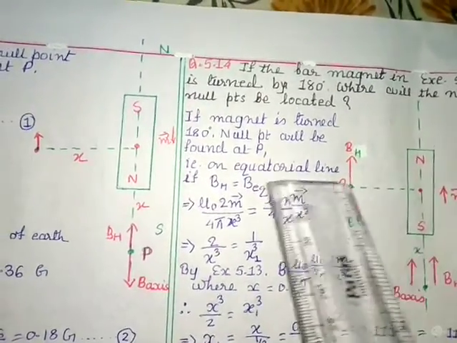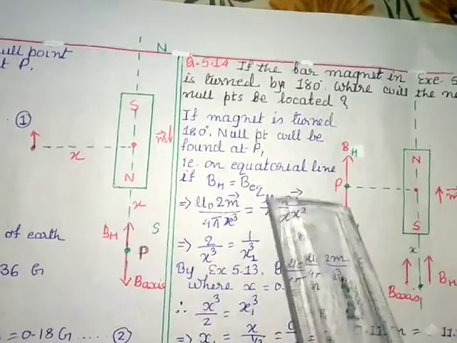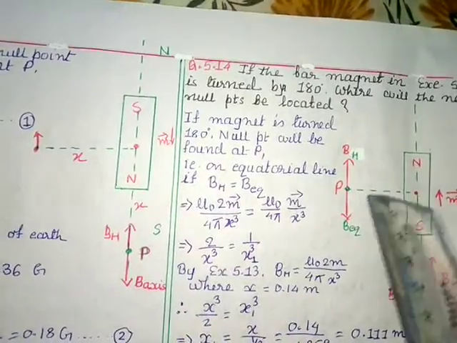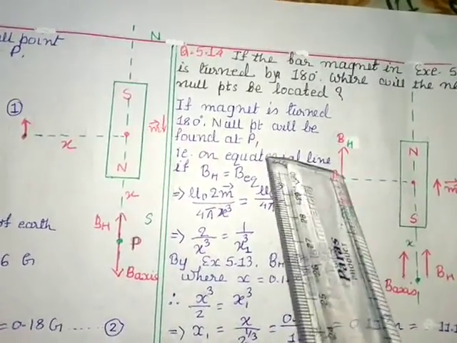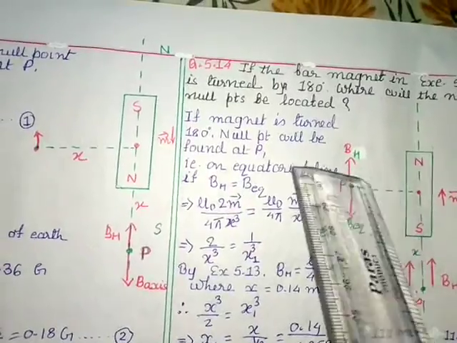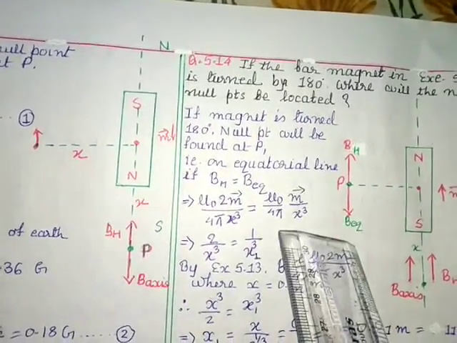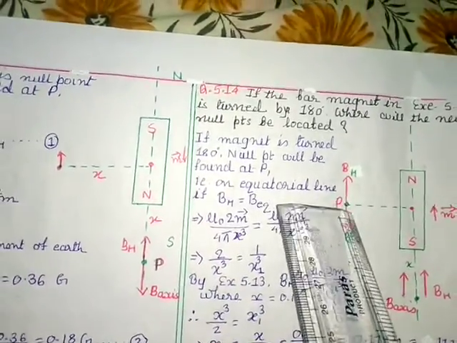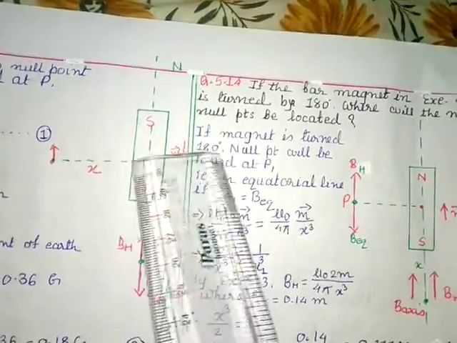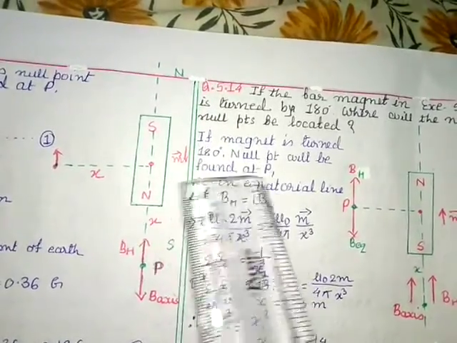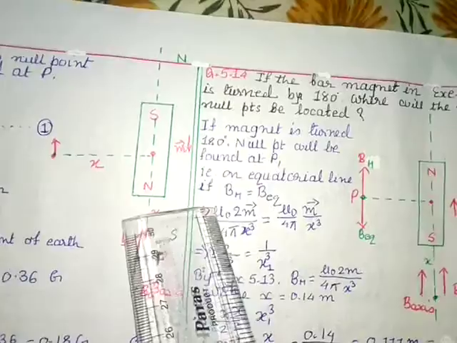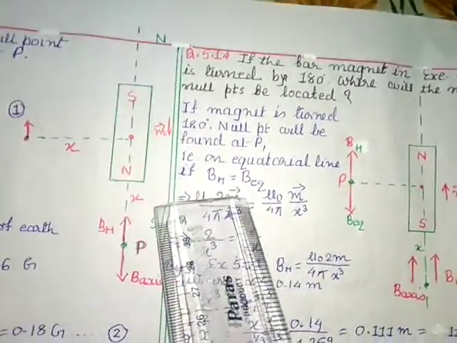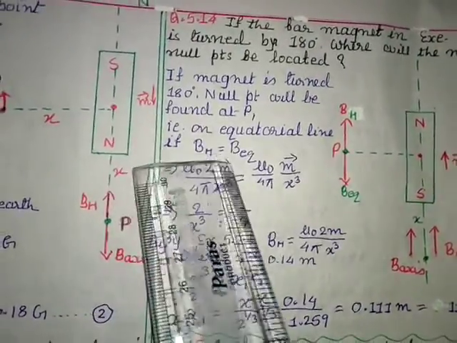But on the equatorial line, BH is in this direction and B equatorial will be opposite to the magnetic moment. Magnetic moment is south to north. So at this point, because of this magnet, the B equatorial will be in this direction. So at this point it will be nullified, or this should be the zero point. Okay, they will nullify here. If the magnet is turned 180 degrees, the null point will be found at P, that is on the equatorial line, if BH is equal to B equatorial. At the null point BH is equal to B equatorial.